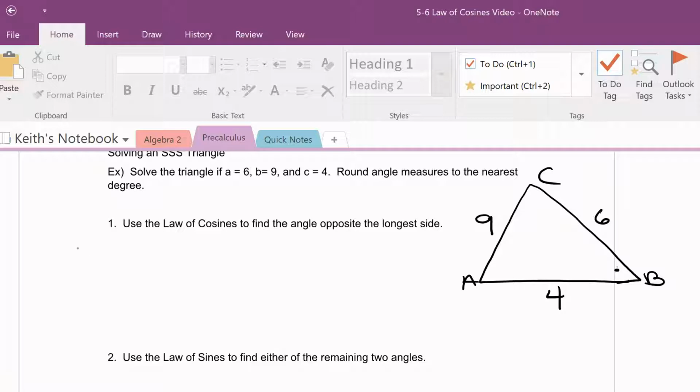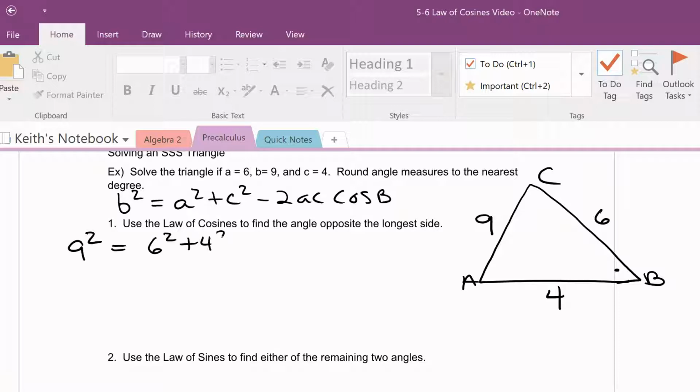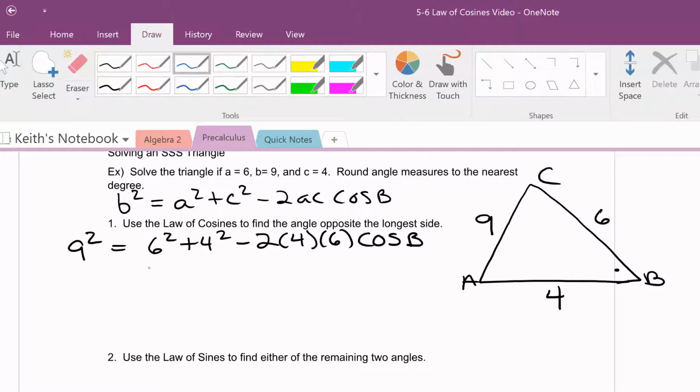All right, so we're going to go B squared, so 9 squared, because remember B squared is equal to A squared plus C squared minus 2AC cosine B. So it's going to be 9 squared equals 6 squared plus 4 squared minus 2 times 4 times 6 times the cosine of B. Now in your calculator, because you're going to type this all in at once, you can manipulate this by subtracting by 6 squared and by 4 squared.